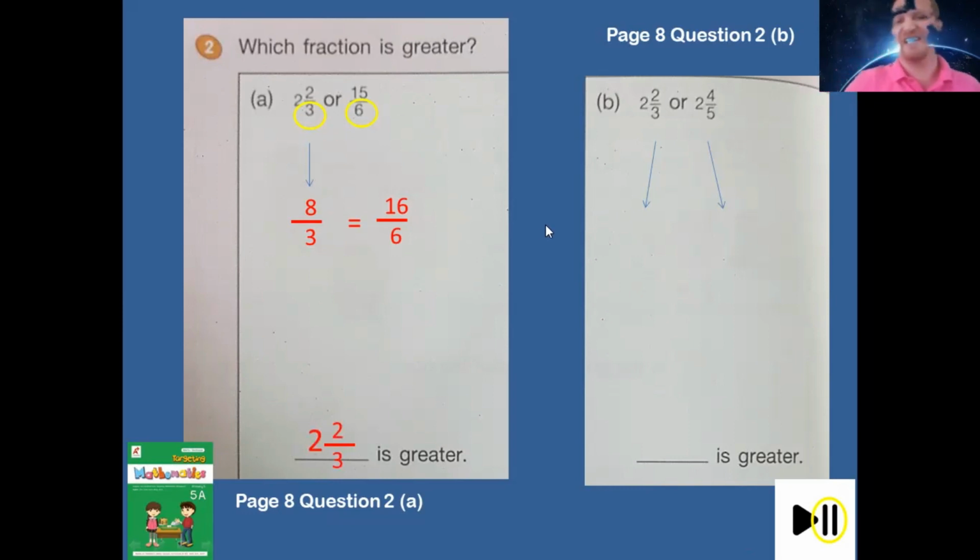Okay, good. For question B on page 8, question 2, let's have a look. We have the denominators 3 and 5.